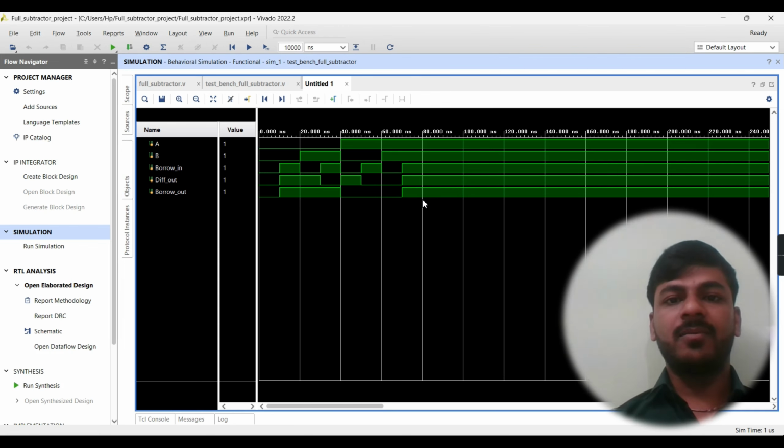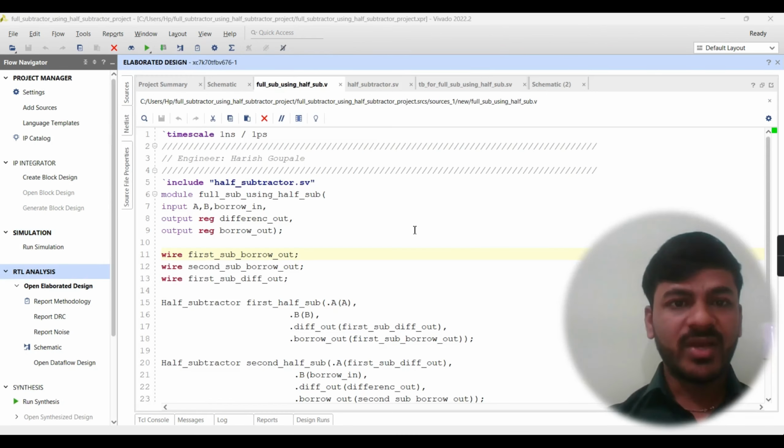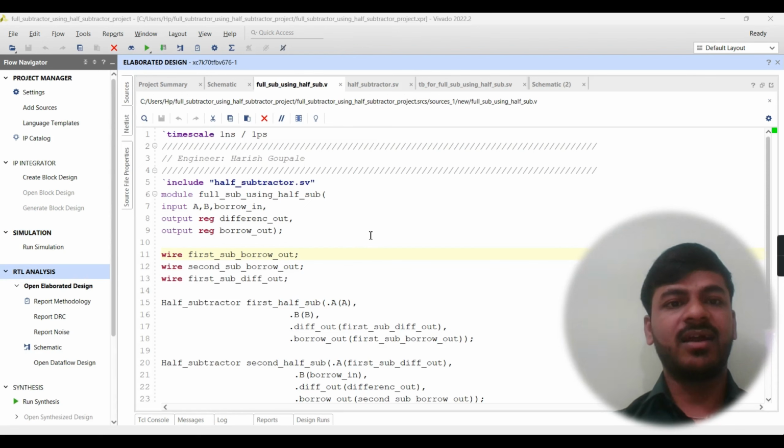Okay, now let's jump to the RTL design implementation of full subtractor by using two half subtractors. So here you can see I have already written the Verilog code for the RTL design implementation of full subtractor by using two half subtractors. So let's go through each line of code and understand. My module name is full subtractor using half subtractor. Inside this module, first I have included half subtractor. So first we'll go to this file.